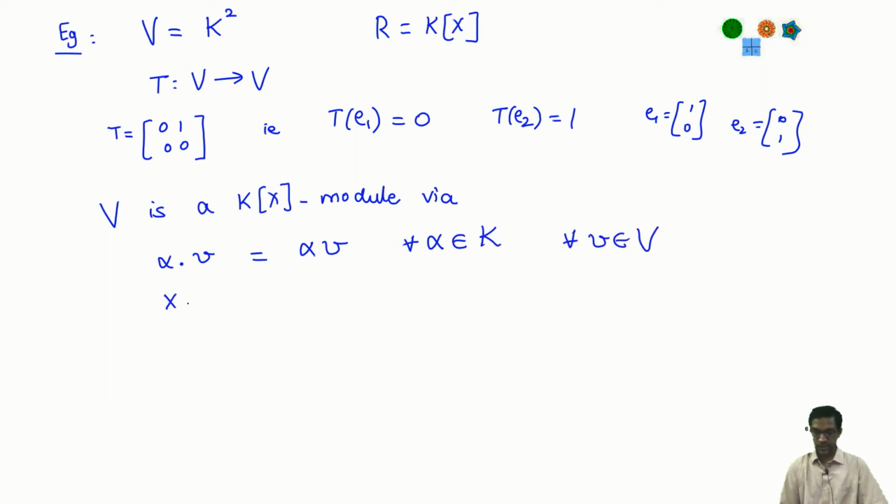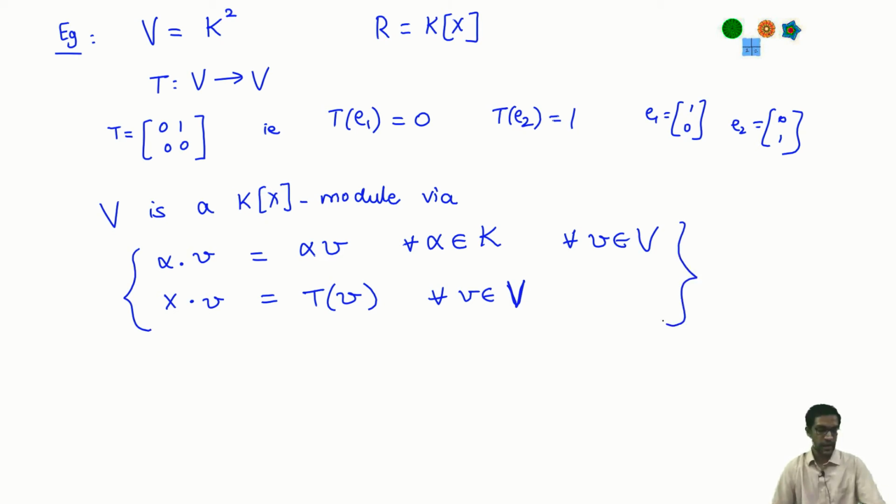This is the constants, and then the special polynomial X acts for all v in V according to what the operator T is. The action of X is given by the operator T, and more or less these two are all you need. From this you can figure out how any polynomial acts. You just have to use higher powers of T. So we have seen this before.